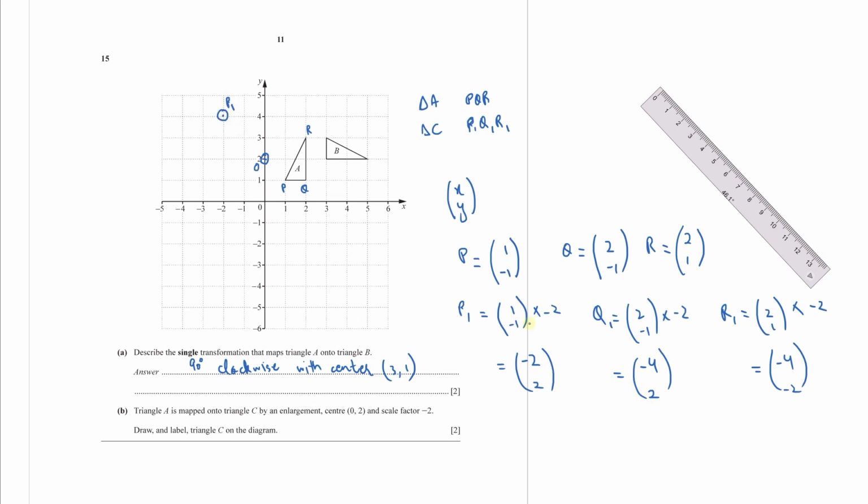Q1 is -4 and 2. So you move 1, 2, 3, 4, and then +2. You end up here. So this point here is your Q1, and then your R1 is -4, -2. So you move 1, 2, 3, 4, -4, and then -2. You end up here. So this would be your triangle C after the enlargement.